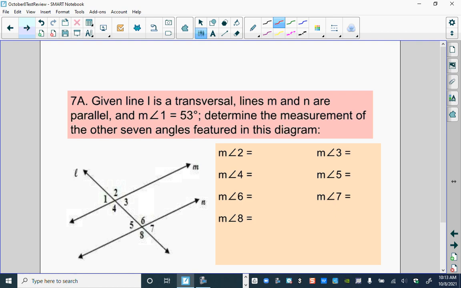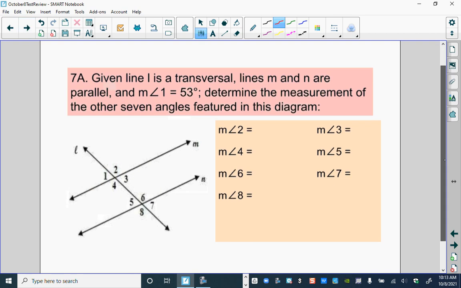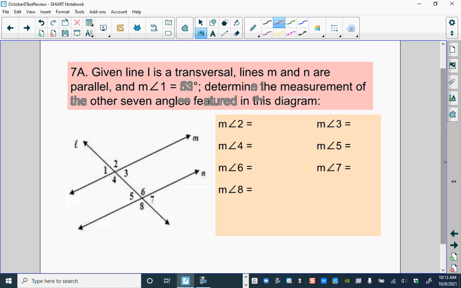Okay, 7A. It's sort of like what we were talking about with the first 6 problems. You have a line that crosses M and N. M and N are both parallel. Angle 1 is 53 degrees. We have enough information to get the remaining 7 angles. Okay. Well, which angle do you want to give right away? What other angles do we immediately know right off the top?